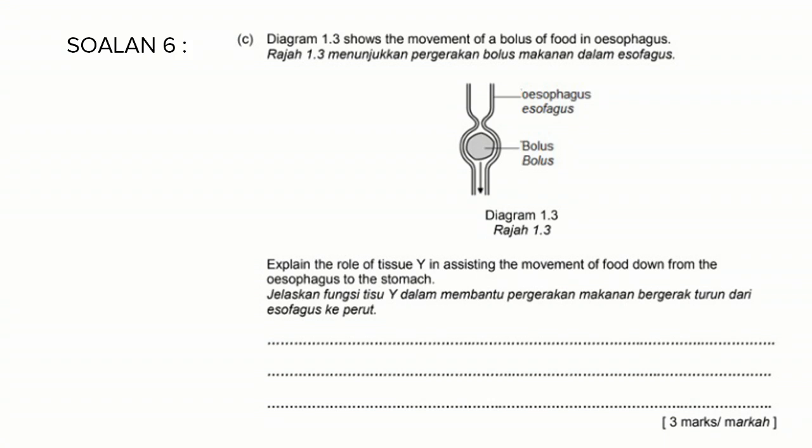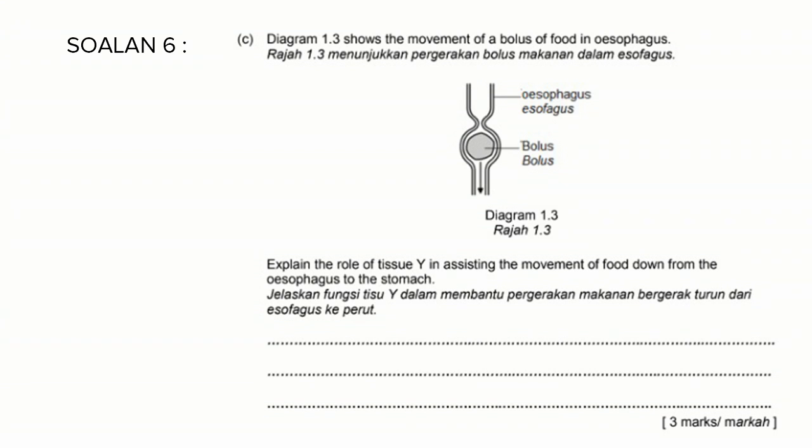Okay, tengok diagram dulu. Dia tunjukkan pergerakan bolus makanan dalam esophagus. Bayangkan, semasa kamu swallow makanan, dia akan gerak begini, like peristalsis punya. Okay, jelaskan fungsi tisu Y. Jadi tisu Y ialah otot licin, membantu pergerakan makanan bergerak turun dari esophagus ke perut.